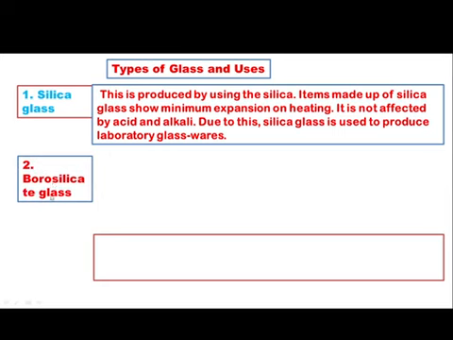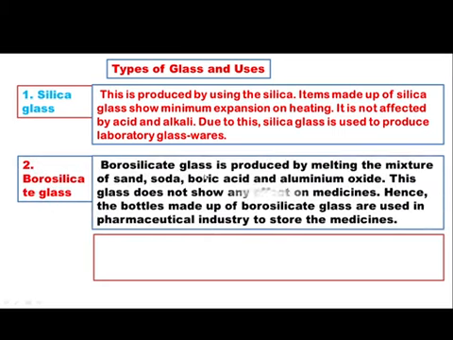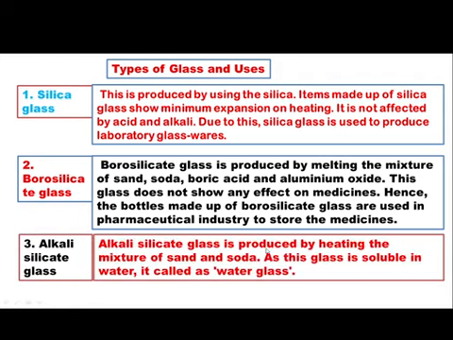Second, borosilicate glass. Borosilicate glass is produced by melting a mixture of sand, soda, boric acid and aluminum oxide. This glass does not show any effect on medicines. Hence, bottles made of borosilicate glass are used in the pharmaceutical industry to store medicines. Third, alkali silicate glass. Alkali silicate glass is produced by heating a mixture of sand and soda. As this glass is soluble in water, it is called water glass.